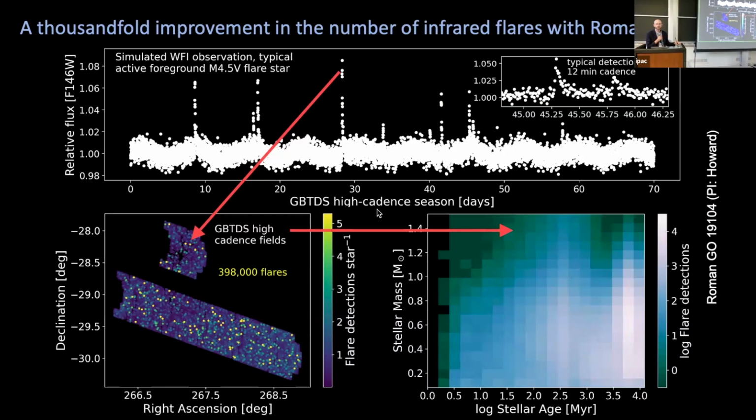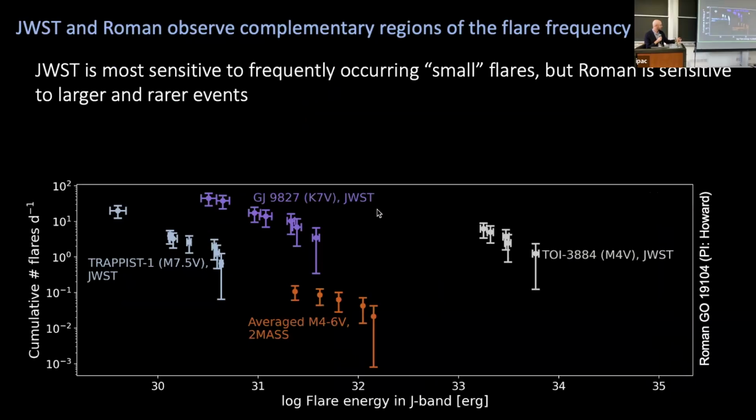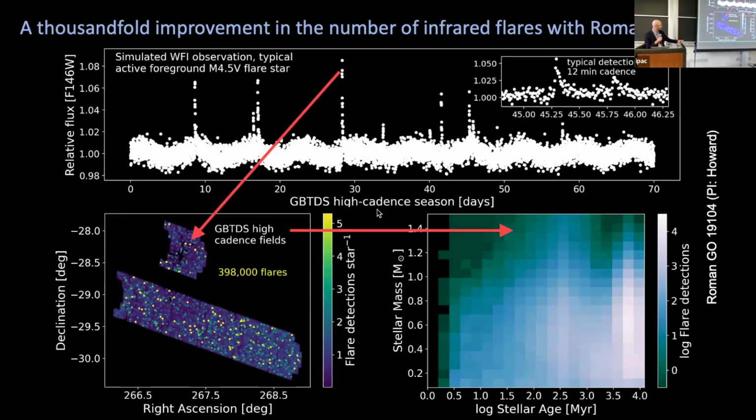So here I've taken our flare yield simulations and I've binned them by stellar age on the x-axis and stellar mass on the y-axis. And I'll point out that the color bar over here is the logarithm of the number of flare detections, meaning that in many of these bins, we obtain 1,000 or even 10,000 flares, which is enough for robust statistics to understand the flare rates and properties.